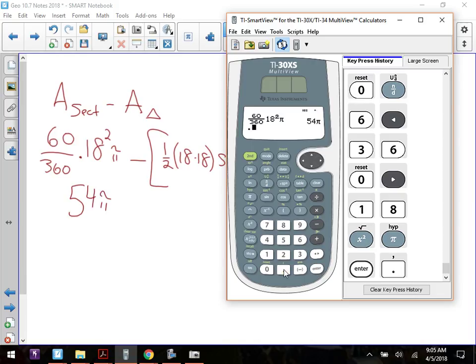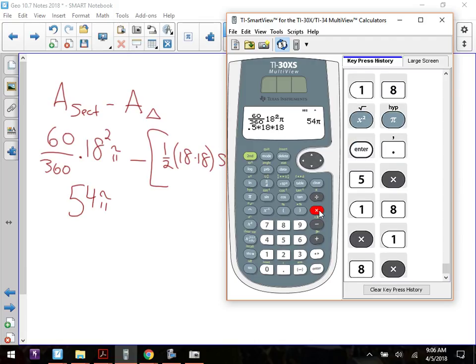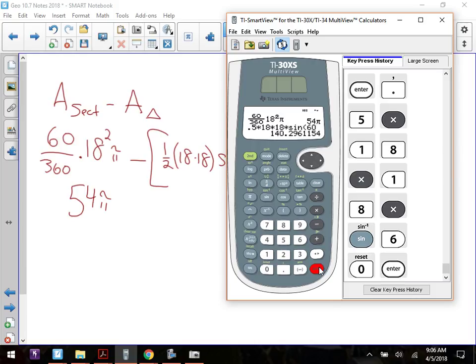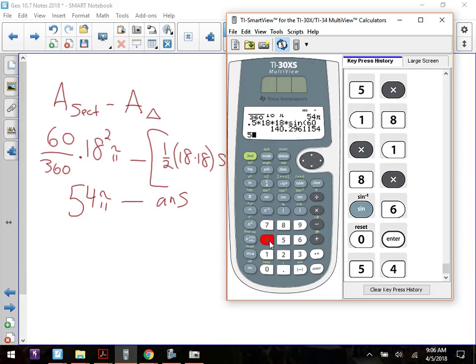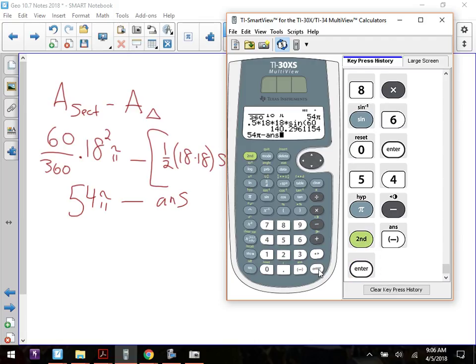The second part was 1/2 times 18 times 18 times the sine of 60. And I hit enter. I know that that answer I have to subtract from 54 pi. So remember how we've been using this answer button all the time? This is where it comes into play. I know that all I have to do now is go back and write in 54 pi, because that's what I had originally, subtract my answer. And there's your snow on the snow.